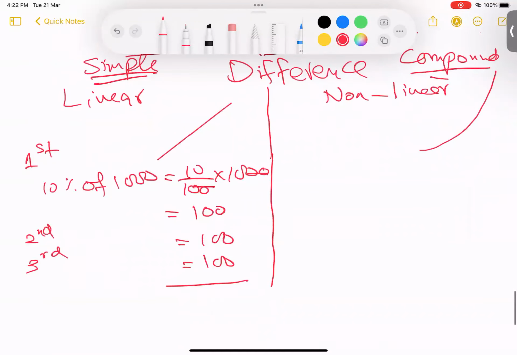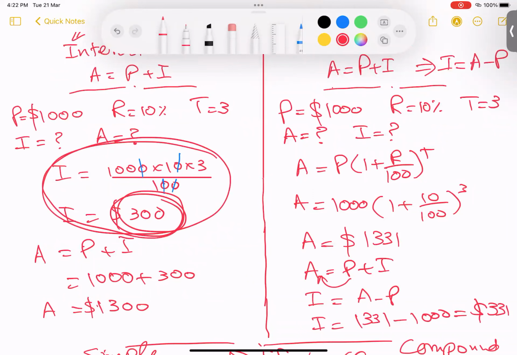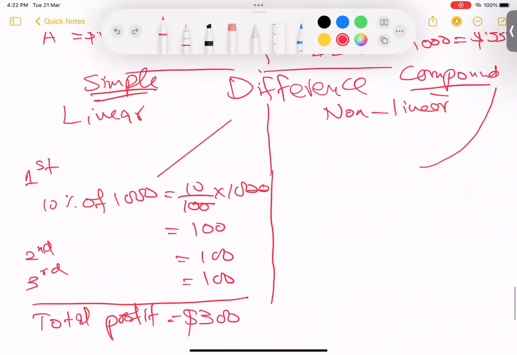And the total profit of 3 years is becoming 100 plus 100 plus 100. It becomes 300. I believe all of you understand. That is why you see in the simple interest formula, when I plug in, I got 300 profit. And every person agrees with me. Yes, sir, true, sir. But what happens in compound interest?